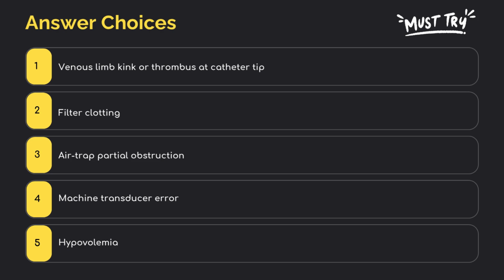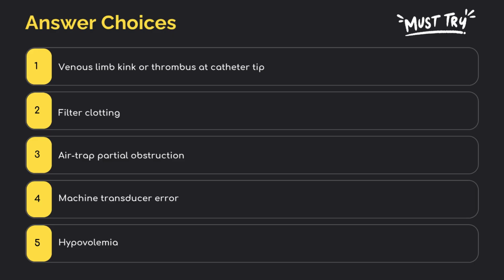Option 2, filter clotting. This usually raises both pre-filter and post-filter pressures, not just the venous pressure. Option 3, air trap or partial obstruction, tends to cause intermittent or erratic pressure changes rather than a steady rise.